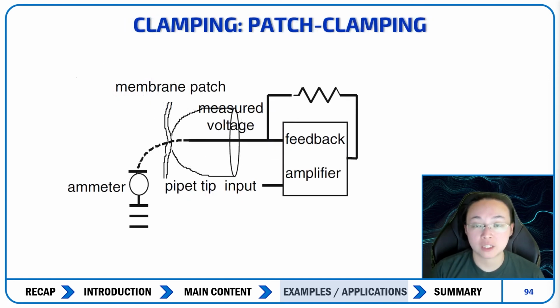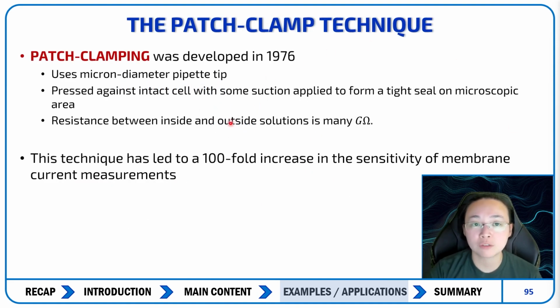Then there's the patch clamping method, in which case you have a membrane patch, and then you have some sort of capillary that sucks up a portion of the membrane over here. You can measure the voltage here, and you can also detect changes within the current. So we're going to focus on that last one, the patch clamp technique.